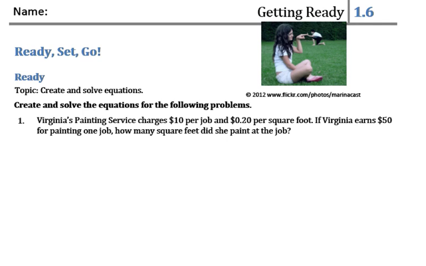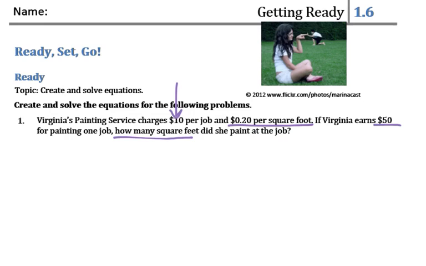Getting ready 1.6. So the first couple are just creating and solving equations from some story problems. Virginia's painting service charges $10 per job and 20 cents per square foot. If Virginia earns $50 for painting one job, how many square feet did she paint at the job? So we've got square feet and we've also got money. Okay, those are our two variables, our unknowns. So how are they connected? Well, it's 20 cents per square foot and then $10 just to start the job.